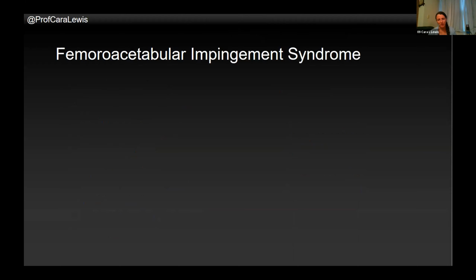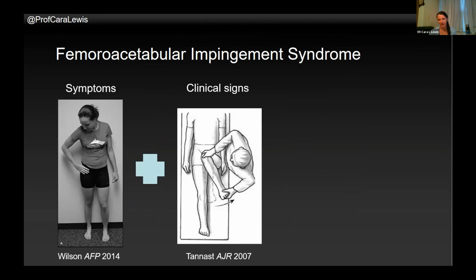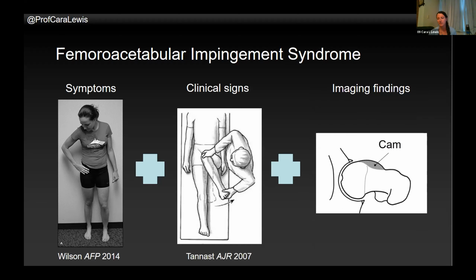Femoroacetabular impingement syndrome is a motion-related clinical disorder where you have symptoms such as hip or groin pain, combined with clinical signs such as pain with combined hip flexion, adduction, and internal rotation, and imaging findings such as pincer, where there's increased bone on the acetabular side, or cam morphology, where the increased bone is on the femoral side. When we first started looking at this, we thought that both pincer and cam morphology could lead to increased hip OA later. What we find out more recently is that it's probably only cam that is problematic in those terms. So we focused our research on cam morphology.